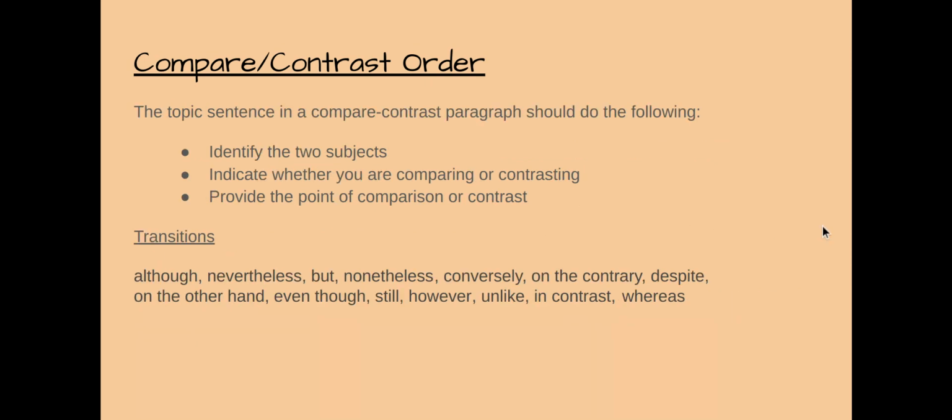So the topic sentence in a compare-contrast paragraph should do the following. It should identify the two subjects. It should indicate whether you are comparing or contrasting in the paragraph, and then provide the point of comparison or contrast that you're making in that specific paragraph.